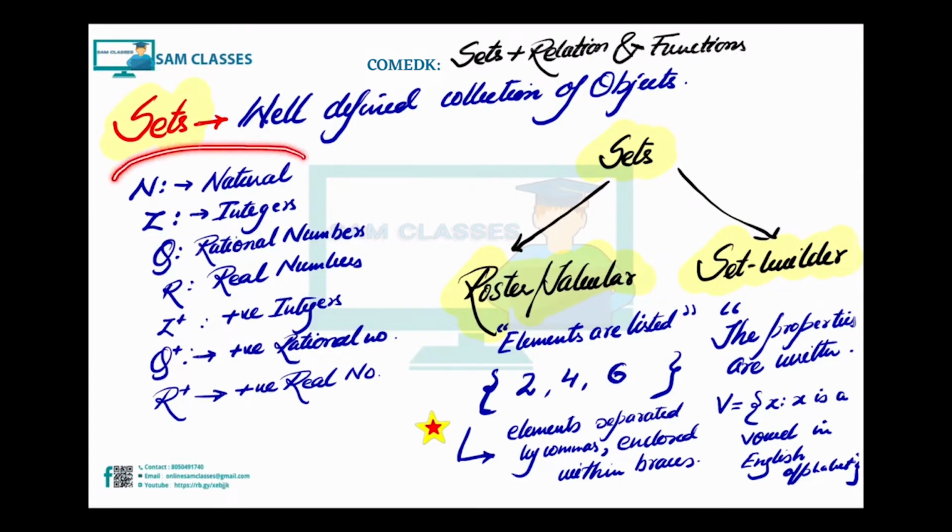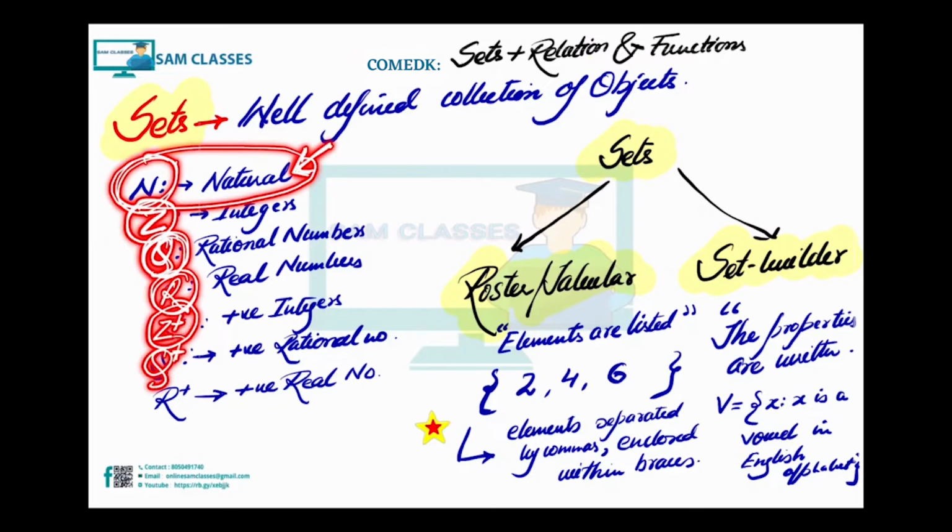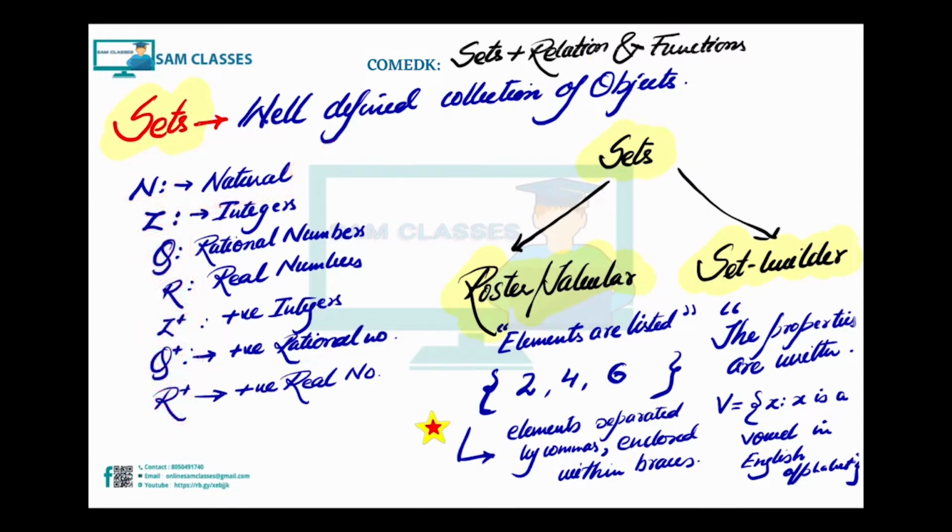Now we have sets of different things, different numbers. For natural numbers we denote it by N. For integers we denote the set with Z. For rational numbers we denote it by Q. For real numbers with capital R. For positive integers that is Z plus. For positive rational numbers that is Q plus. And for positive real numbers that is R plus. Now if somebody doesn't know what natural numbers, integers and all that are, you can ping in the comment section, we'll tell you about that also.